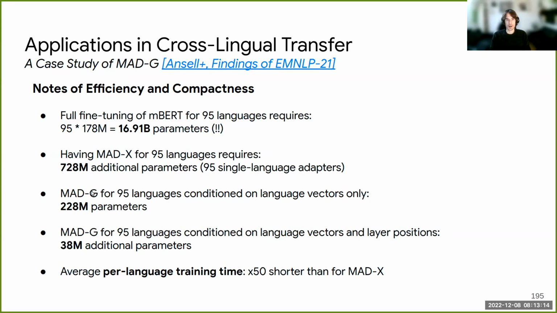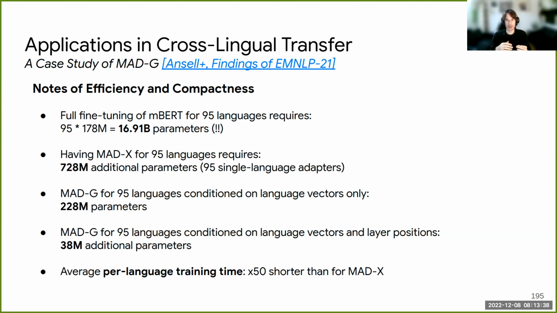If we're doing the MADG approach with hypernetworks, which is conditioned only on language vectors and not layers, for the same number of languages, we need 3 times fewer parameters. And if we're also doing the factorization over language vectors and layers, which means that both affect the actual generation process, we can further bring it down.